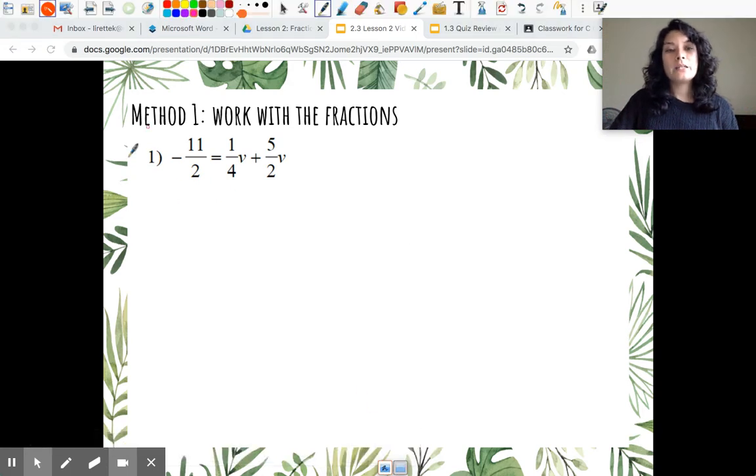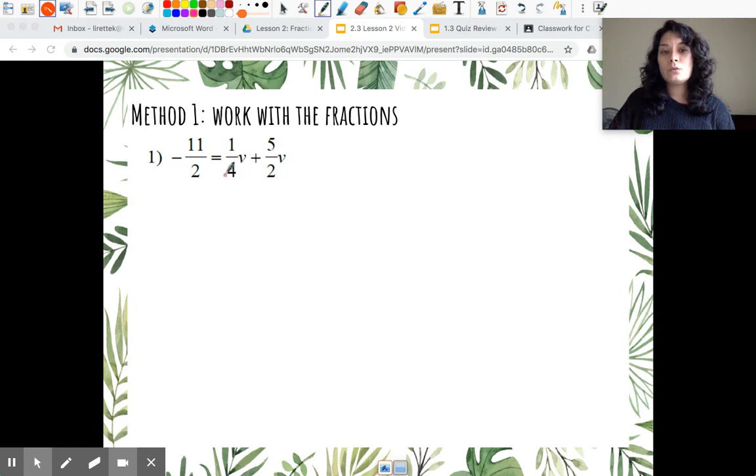So go ahead and take a moment to copy this in your notes. I'm going to call this method 1, where we work with the fractions throughout. So when I'm looking at this equation, I'm keeping those steps in the back of my mind that I had talked about previously. I don't see parentheses, so I don't need to distribute, but I do see some like terms on the right-hand side. I have a 1/4 v and a 5/2 v. Now, in order to combine these 2 fractions, we need them to have the same denominator.